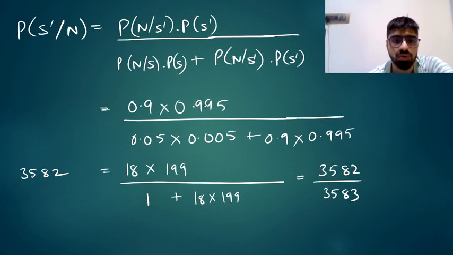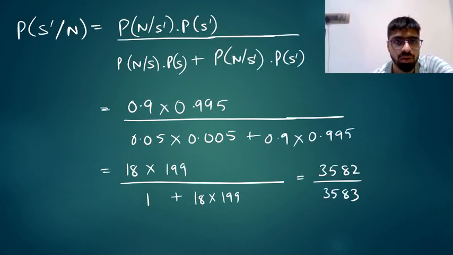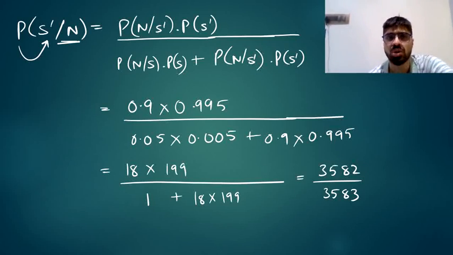So the answer for your second question, that is the probability of the person being a non-sufferer with a negative result. Given that it is a negative result, the probability of a person being a non-sufferer, that is S complement, will be this, 3582 upon 3583, almost a number equal to 1. So the probability is almost 100%.